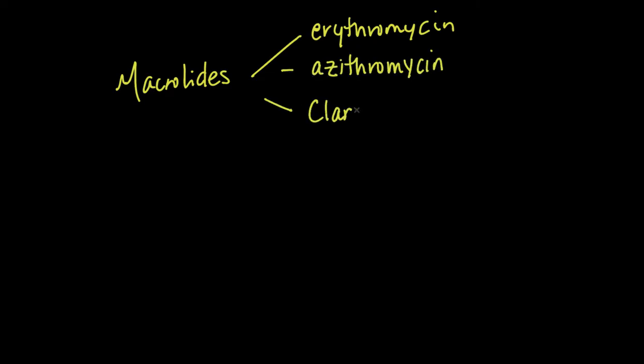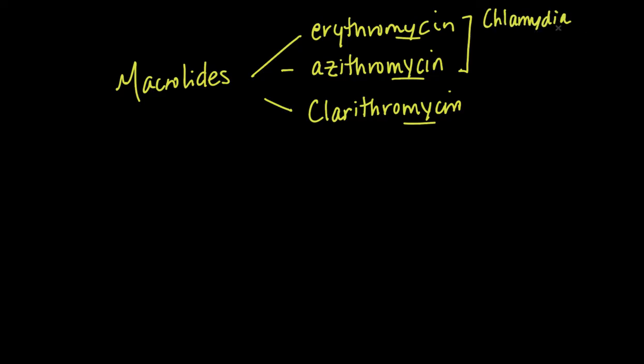Let's start here with the macrolides. There are 3 you should know: erythromycin, azithromycin, and clarithromycin. Notice the mycin, but don't be fooled because some of the other protein synthesis inhibitors also have this mycin thing going on too. Okay, what's the difference between these 3? First off, erythromycin has been largely replaced with azithromycin, which is better tolerated.